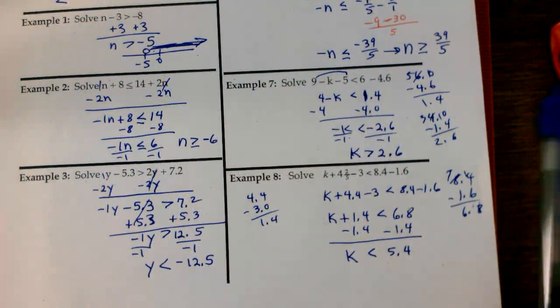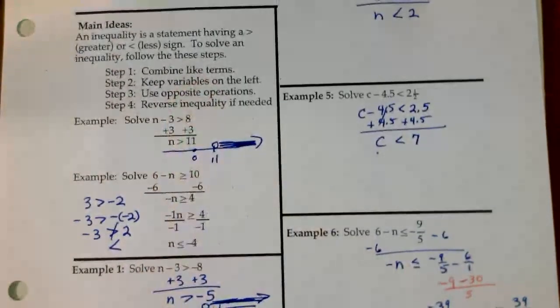And that's how you do inequalities. Remember, your 3 or 4 steps, and don't forget to reverse the inequality if you have to multiply or divide by a negative.